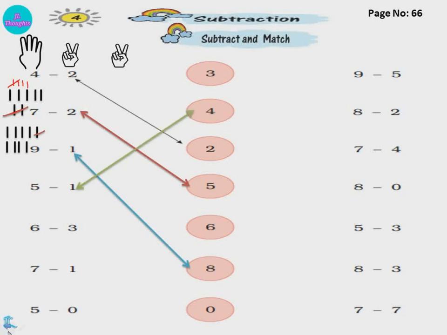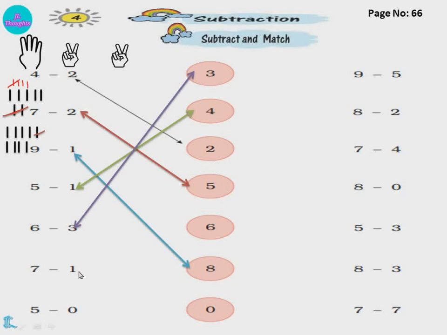Similarly, 5 minus 1, children, 5 minus 1 is 4. Open 5 fingers, close 1 finger. So how many fingers left? 1, 2, 3, 4. Next, 6 minus 3. So open 6 fingers, close 3 fingers from that. So the answer is 3.